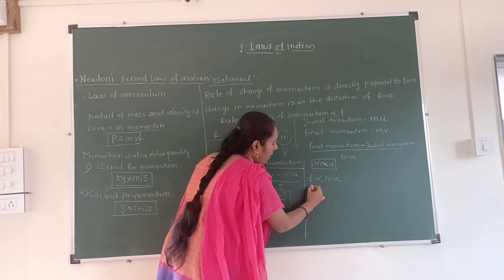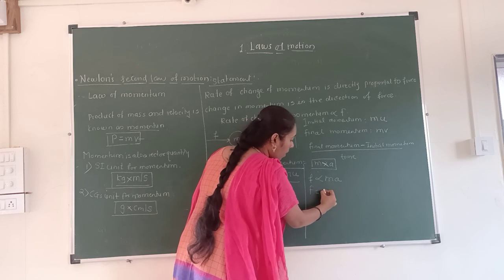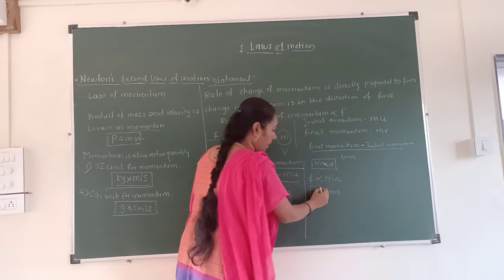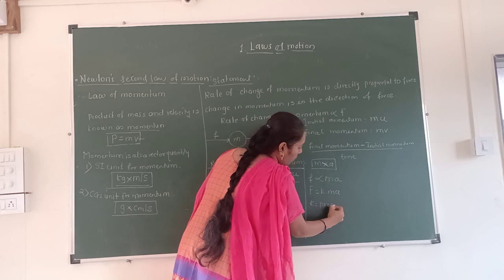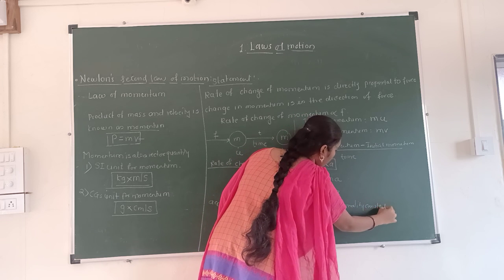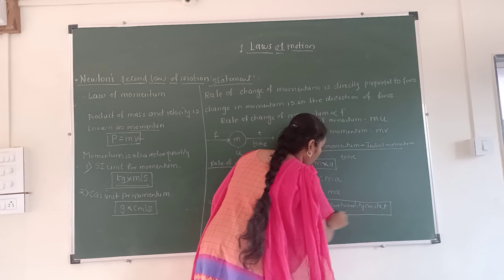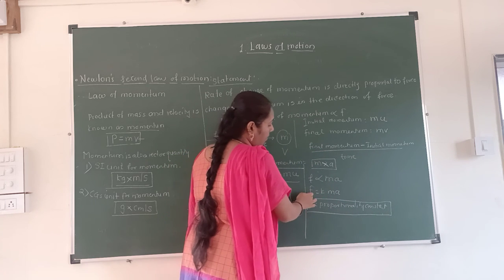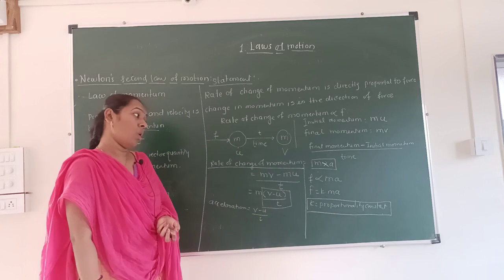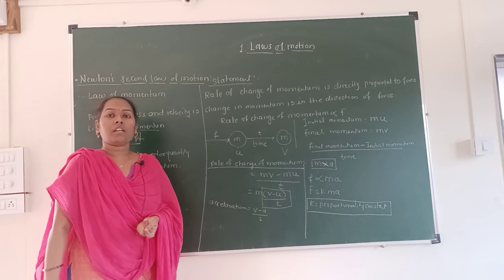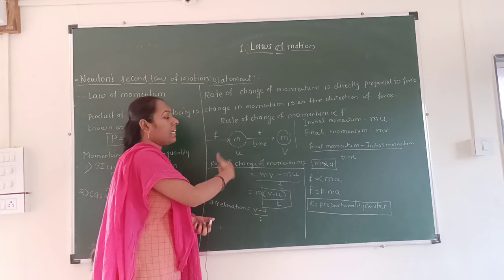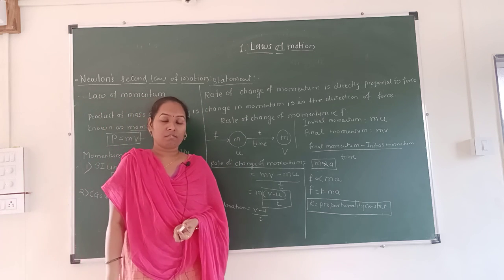I can write here F is equal to K into ma. K is nothing but the proportionality constant, and this is nothing but Newton's second law of motion. What will we get here? F is equal to K into ma. K is a constant, therefore F is equal to ma. This is Newton's second law of motion. What is the statement? The rate of change of momentum is directly proportional to force. We will stop here.